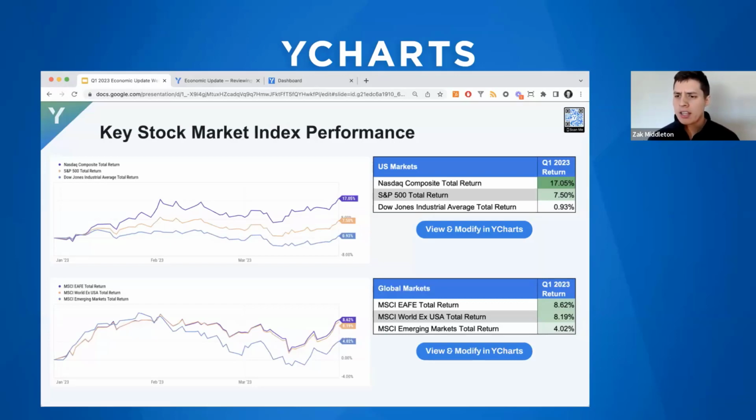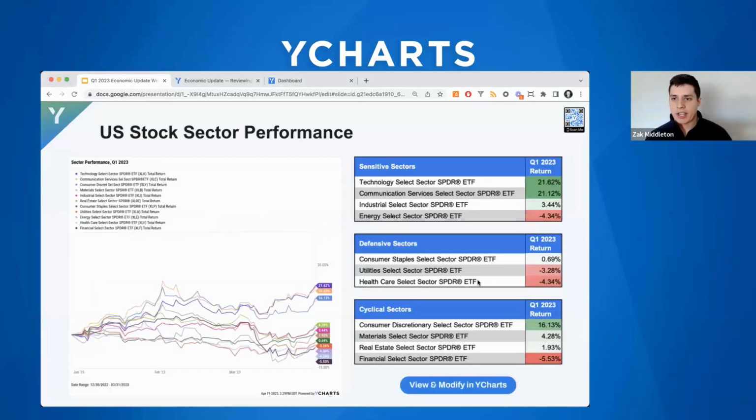Then global markets had a solid quarter. MSCI EAFE posted a total return of 8.6%. MSCI World ex-US nudging up 8.2% as well in Q1. Going a level deeper, taking a look at sector level performance, 7 of the 11 sectors within the US had positive returns in the first quarter, with tech and communication leading the way, posting 21.6 and 21.1% respectively. While financials was the farthest behind, posting a negative 5.5% return for the quarter, followed by energy and healthcare with negative 4.3% each.